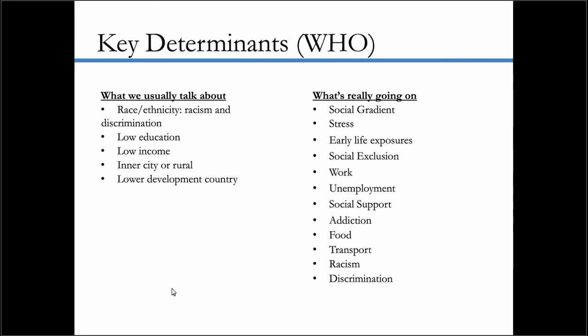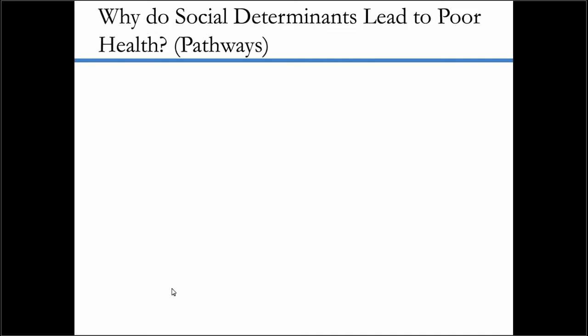How is their stress impacting their health? Because we can see from research that stress is a big factor that influences health overall. And social gradient. How does their socioeconomic position influence their health? And there are many different pathways by which social determinants of health and the things that we've talked about can lead to poor health and health disparities.